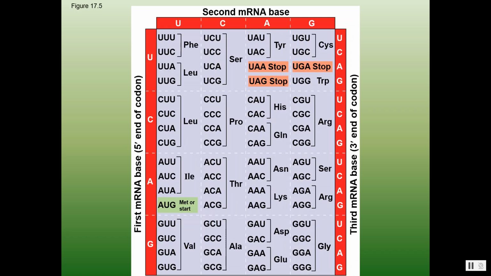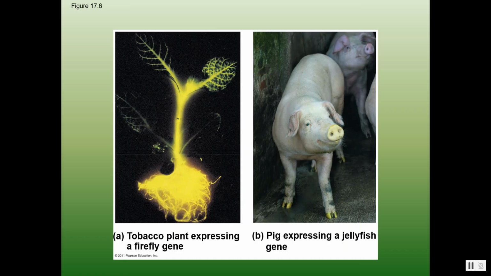So if we are all A's, T's, C's, and G's, that's where these guys end up. Now, these are obviously man-made. This is a tobacco plant expressing a firefly gene, making it glow. There's a pig, a yellow-looking pig expressing a jellyfish gene. Basically, they've genetically engineered these animals to have genes that aren't natural to them, to show the universality of DNA, in that organisms can translate RNA that is not native to them because it's universal.